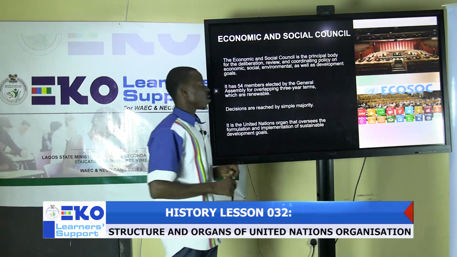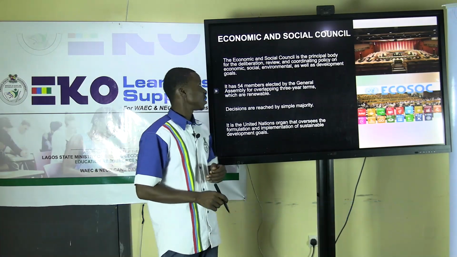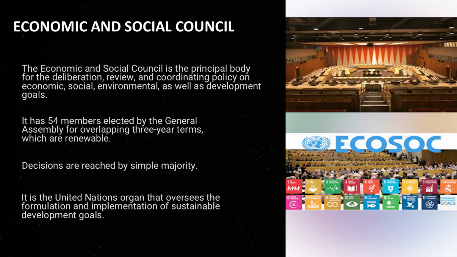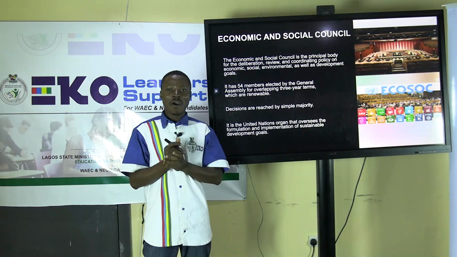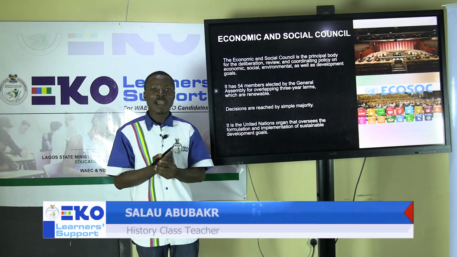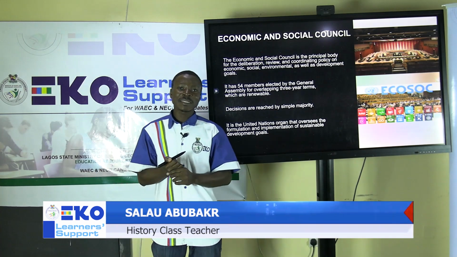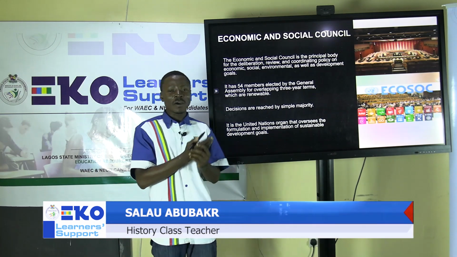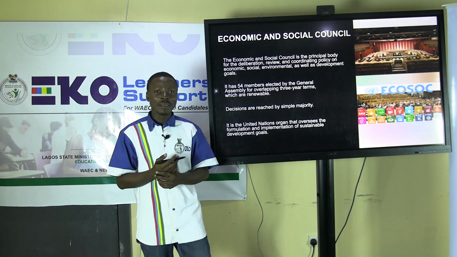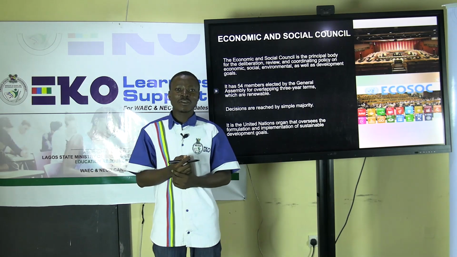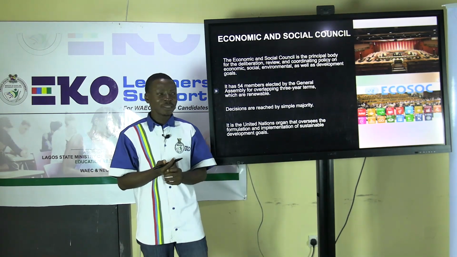Then the next organ of the United Nations we'll be looking at is the Economic and Social Council. The Economic and Social Council is the principal body for the deliberative review and coordination of policy on economic, social, and environmental matters and development. It is the organ of the United Nations that oversees economic development and social activities of the organization. Just as we know, they are the ones in charge of the setting of the Millennium Development Goals and the Sustainable Development Goals as we have them today.